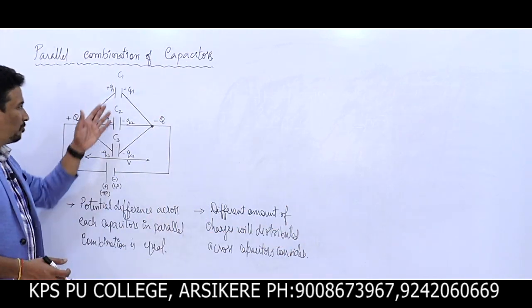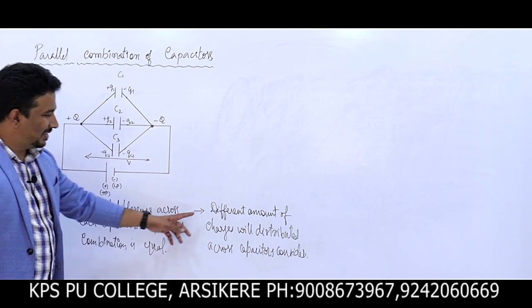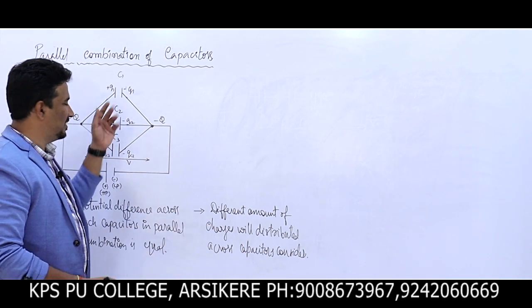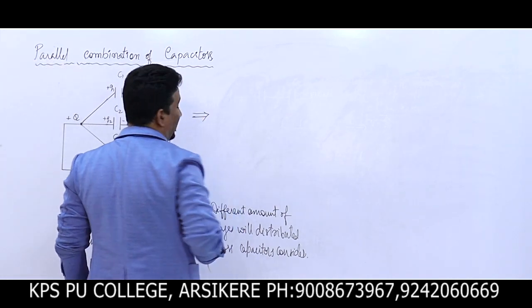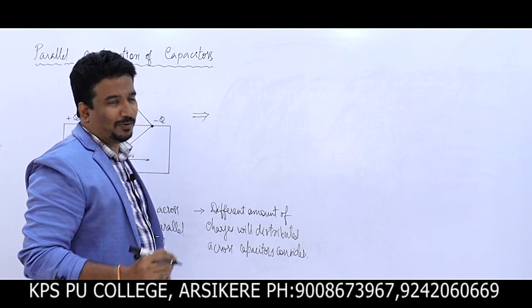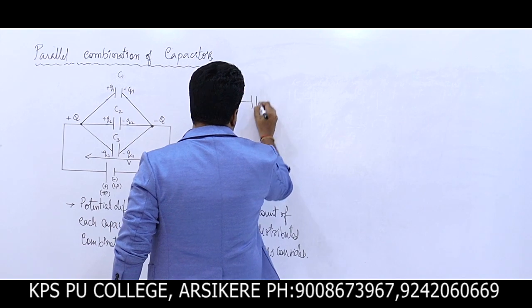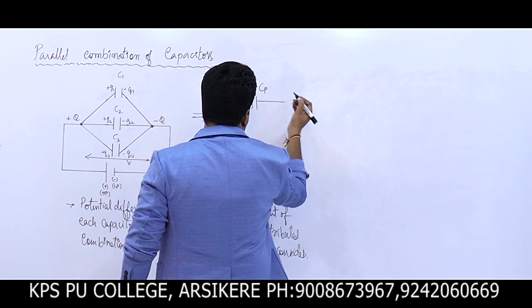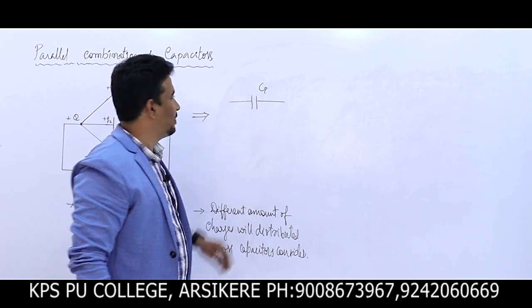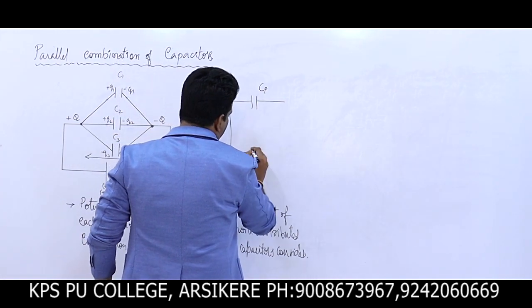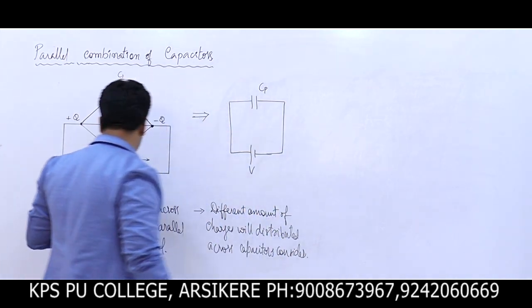Very simple. Look here, potential difference across each capacitor is same. Charges distributed are different in this case. Okay, and I will now draw an equivalent circuit which contains an equivalent capacitor. Now I will write a capacitor here. I will term the equivalent capacitance of this capacitor as Cp, and we will apply the same voltage as here.